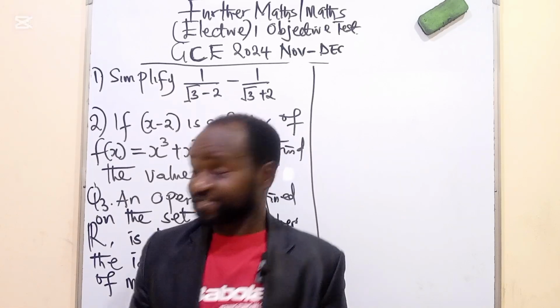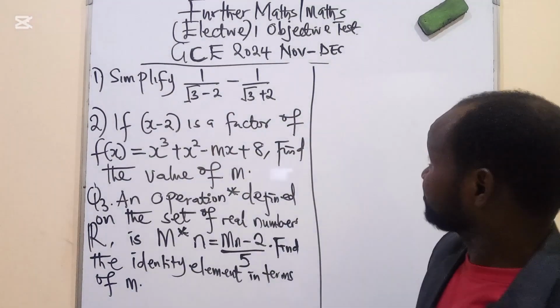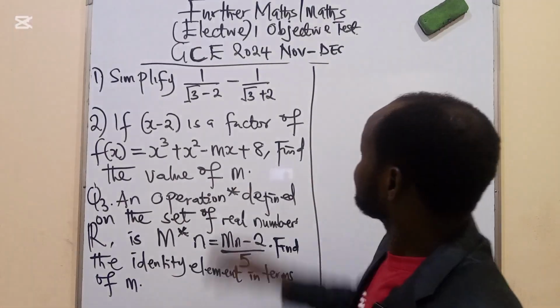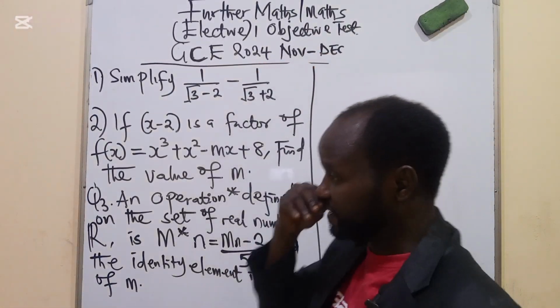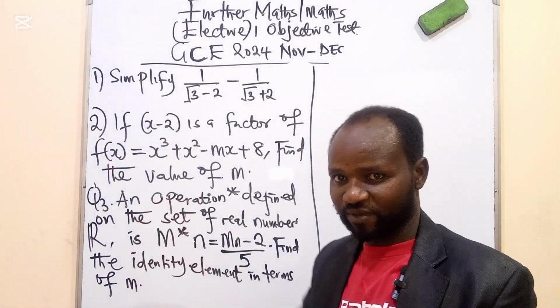In today's presentation, we're looking at GCE 2024 objective test November December. This is Further Mathematics or Maths Elective 1. We have three questions before us here. Let's look at how we can handle this.